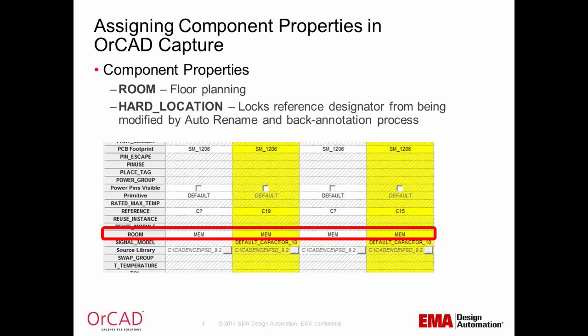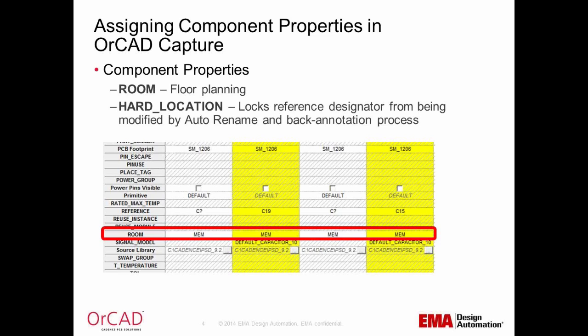The room property is used to help group components together for placement on the printed circuit board. And the hard location property is used to lock reference designators so they cannot be modified by the auto rename program in PCB Editor or the back annotation process.